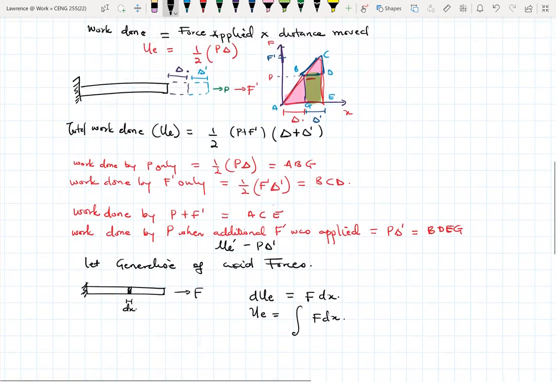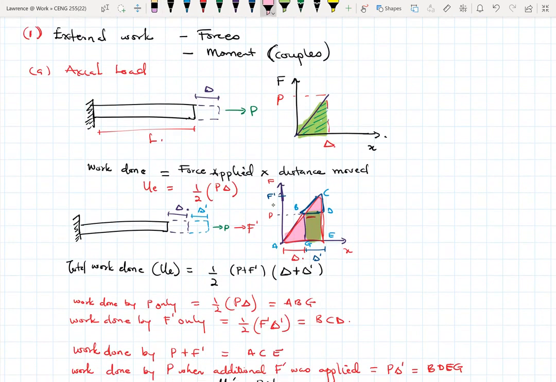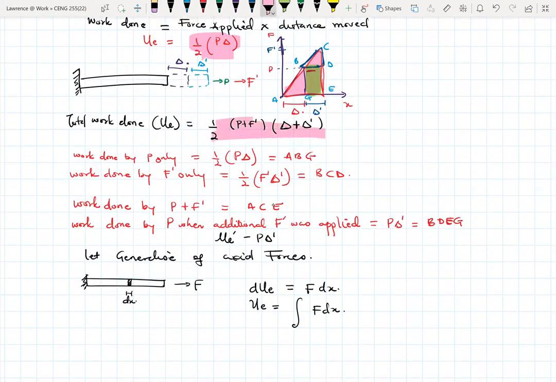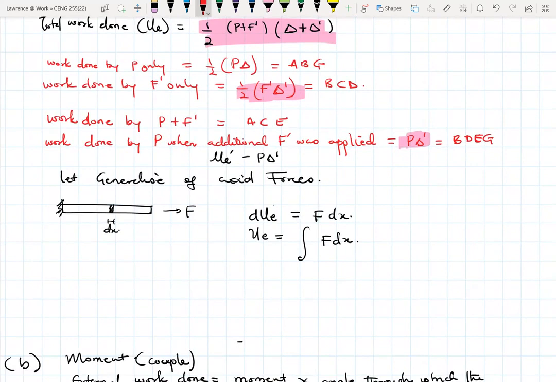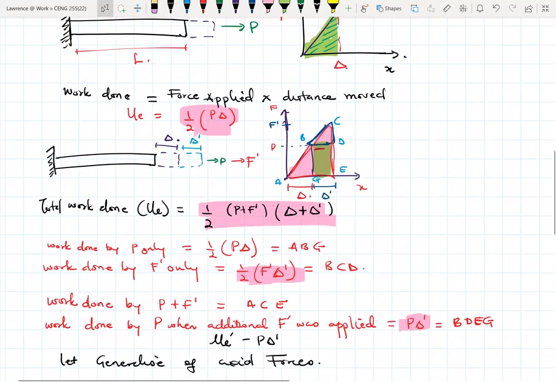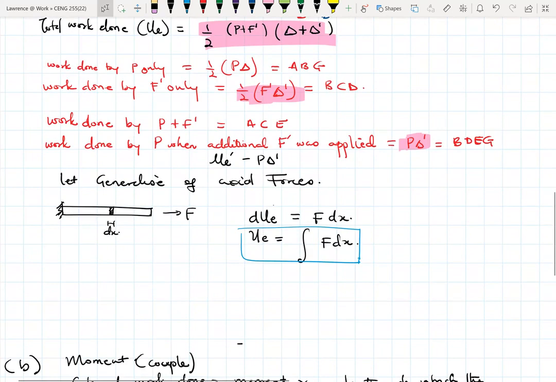Most of the equations I wrote up here are the general formulation of the equation for the axial forces. So we can have limits. If I'm to use this approach, then my limits can be from 0 to delta, or some other different limits. But generally, this is the equation for work done when we are looking at external loads in the axial direction.